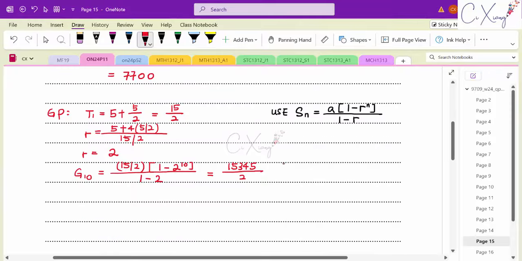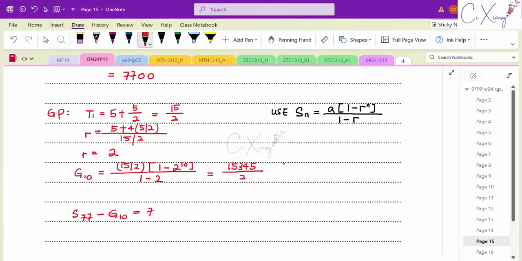Then to get the final answer, they want us to find S77 minus G10. So just use your answers and subtract them. So 7700 minus 15345 over 2. If you don't make any careless mistake, by right you will get 55 over 2. Yeah, so this is how we solve question number 10.